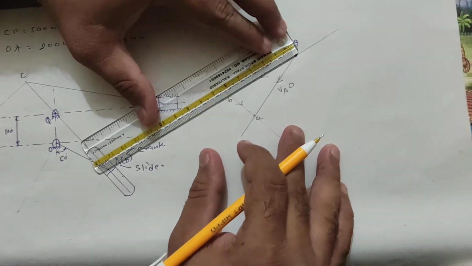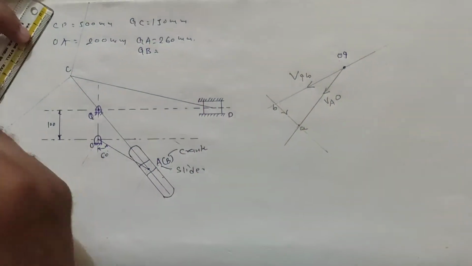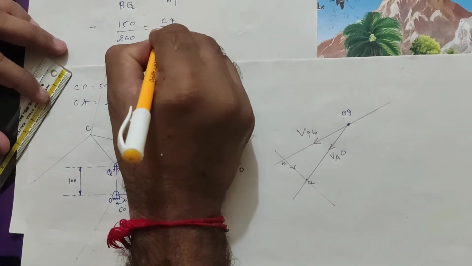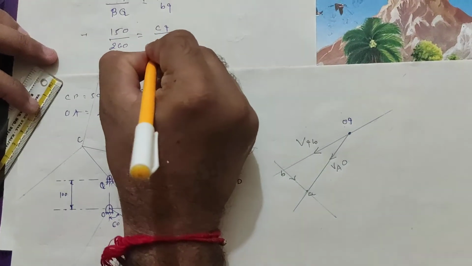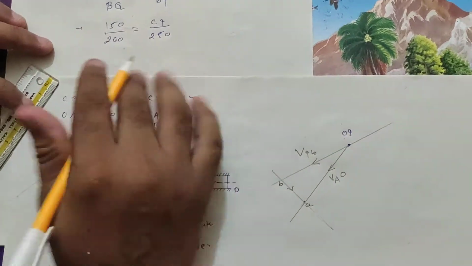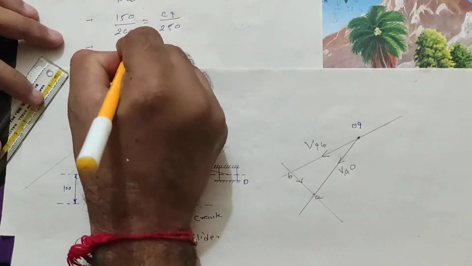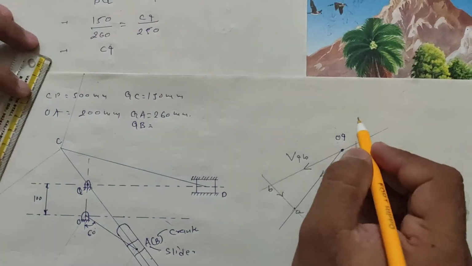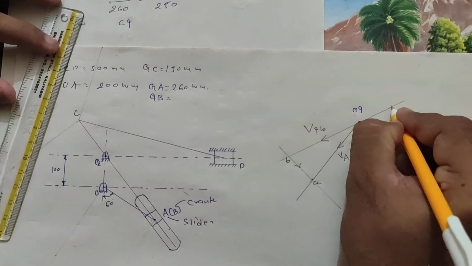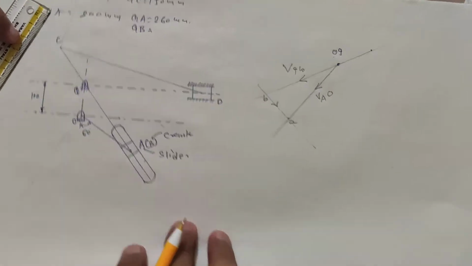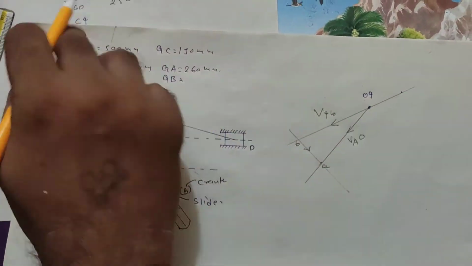That is nearby 5.1. So this is 5.1, multiplied by 50, so this is 250. Okay, so in this way we have to find out the CQ. Whatever value we find, we have to locate over here. Clear? Now what we have to do, this is as per this dimension.